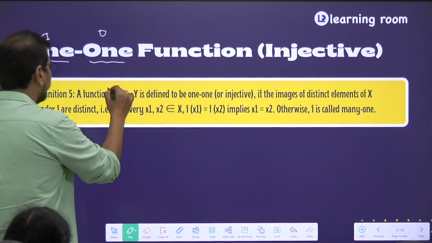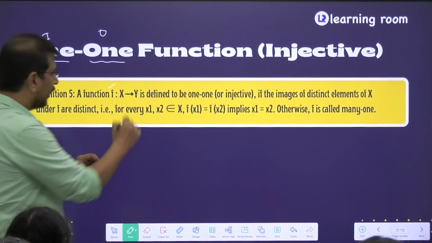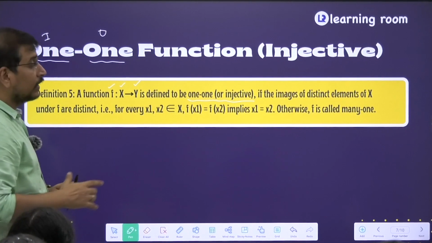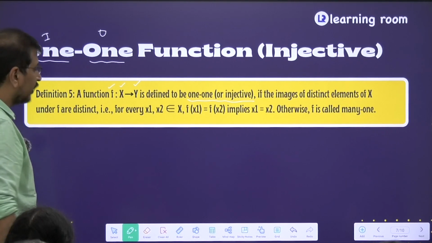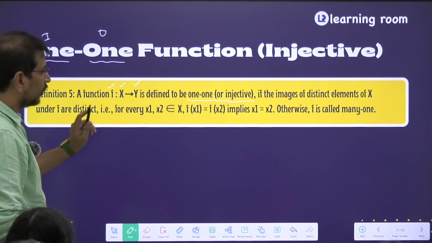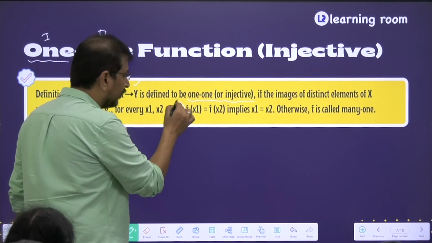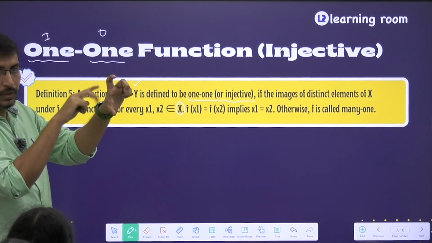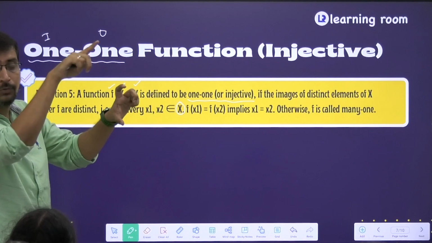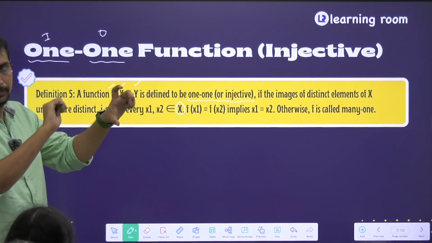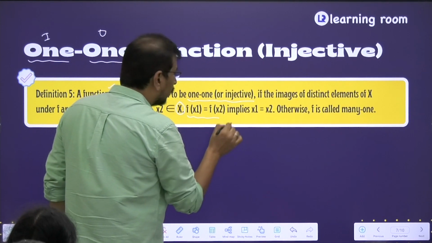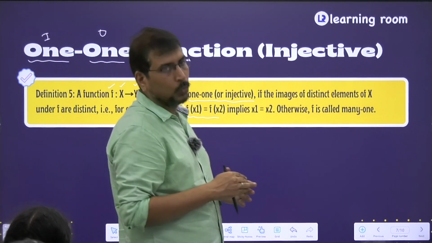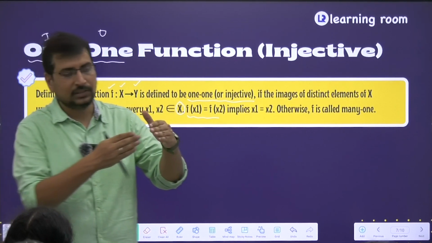Right? So if I define a function f from a set X to a set Y, it is said to be one-one or injective if the images of distinct elements of X under f are distinct, for every x1, x2 that belongs to the capital X. Meaning if I take two elements from the set X, x1 and x2, if they are two unique elements, they should have two unique outputs. If that condition is satisfied, you call it one-one, or else you call it many to one. Meaning many inputs are having the same output.